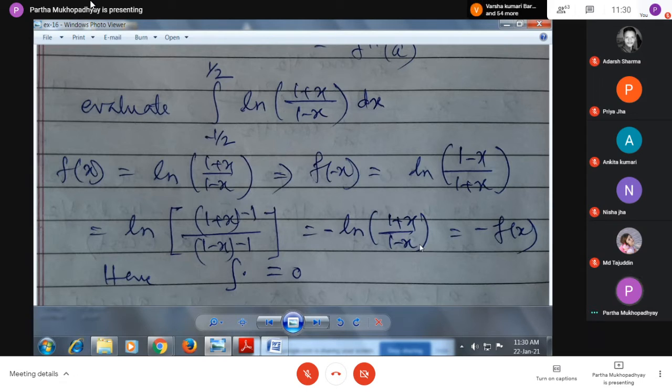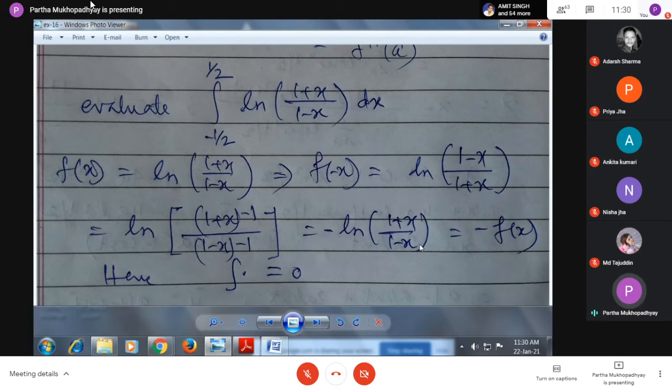And by the property of definite integral, the integral of an odd function from minus a to a will be simply zero. So the integral will be simply zero. You don't have to integrate at all. Everybody is clear on that? Any question? No, sir.